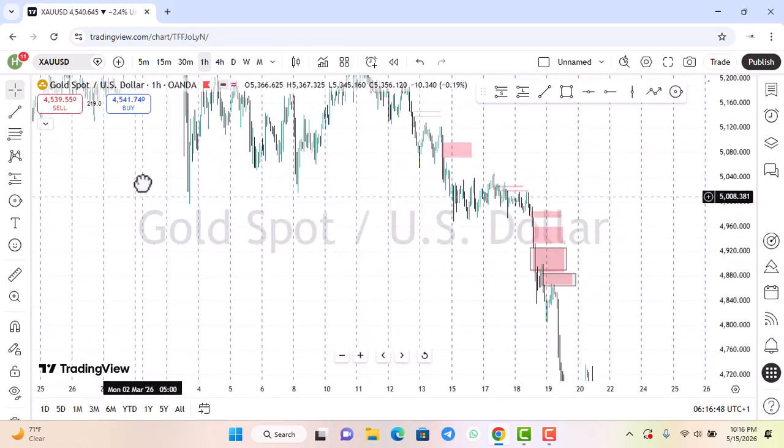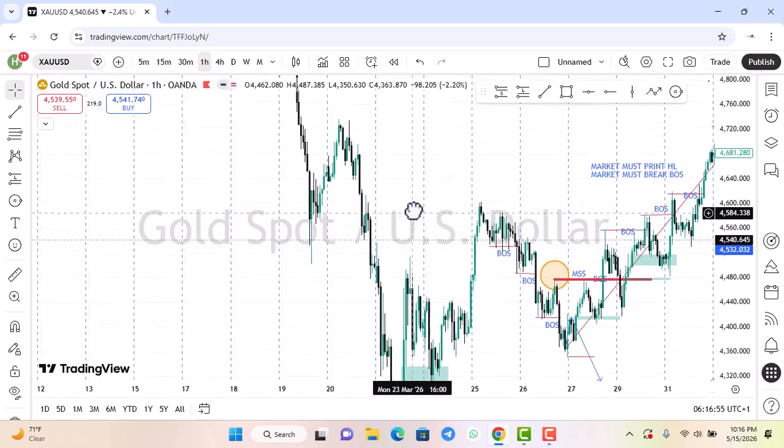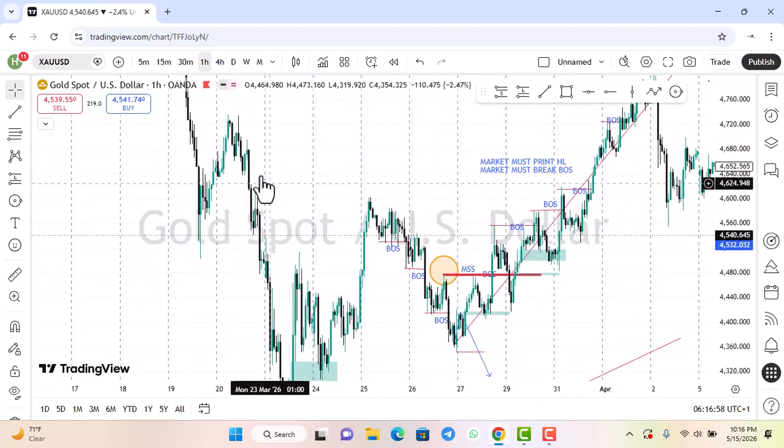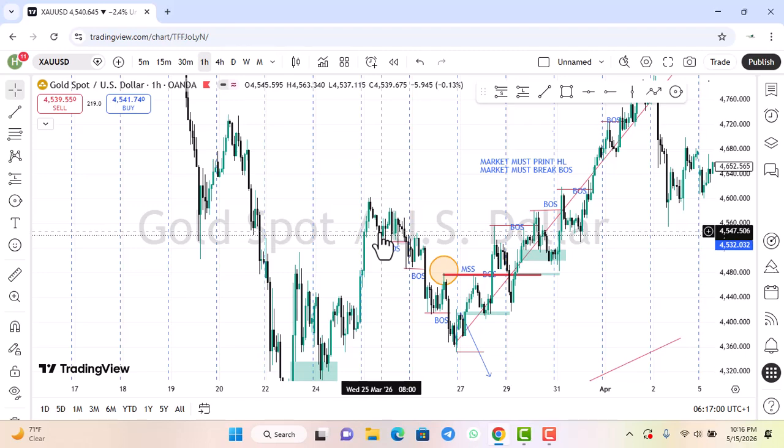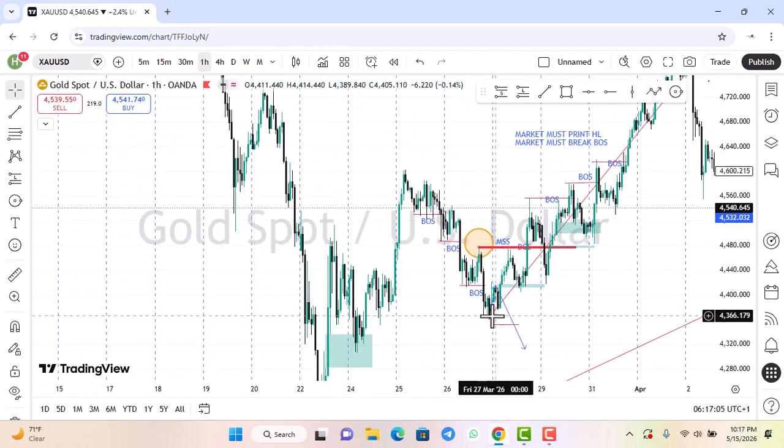Look at how long this market sold for a very long time. Sold, continue selling, continue selling, continue selling. Can you see it? And the same thing happens here. The same thing happens here. After market sold down here, sold down here again, break this our recent lower high, give us a market structure shift, and then it continue to buy again.